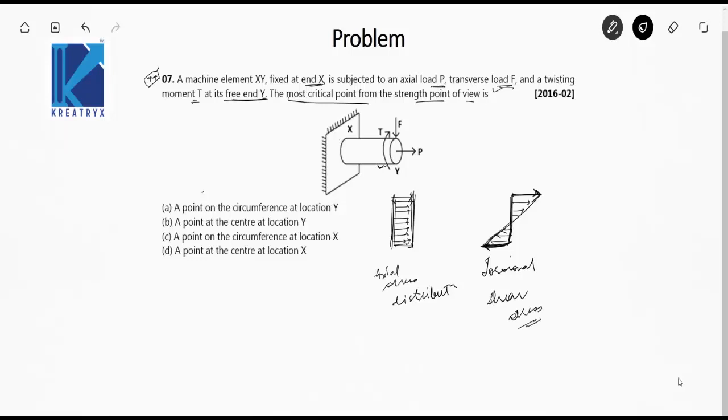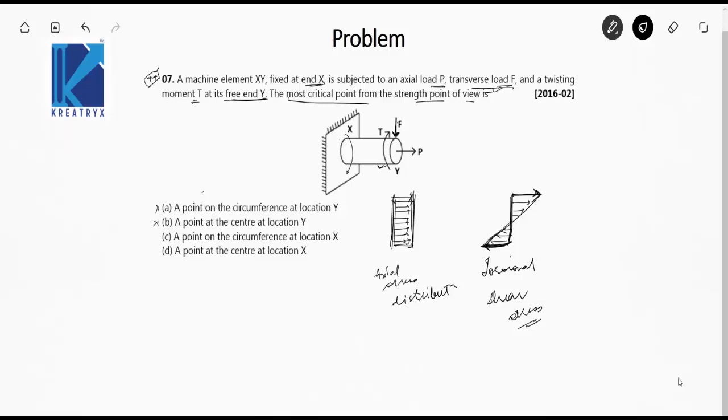And what about this transverse load F? This transverse load F is actually going to create a bending moment at X, not at Y. So A and B options get rejected. There will be no bending moment due to the transverse load F at Y, but there will be an additional bending moment at X. So A and B can't be the options.